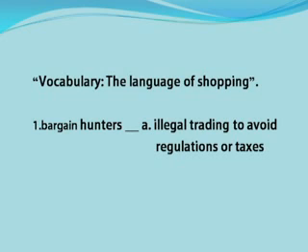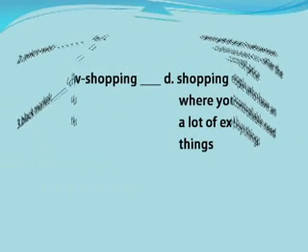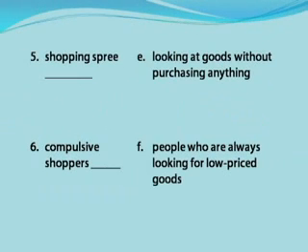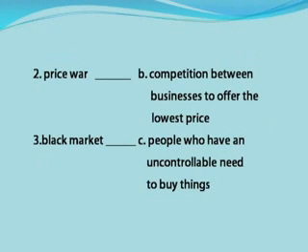Number 1. Bargain hunters. 2. Price war. 3. Black market. 4. Window shopping. 5. Shopping spree. 6. Compulsive shoppers. A. Illegal trading to avoid regulations or taxes. B. Competition between businesses to offer the lowest price. C. People who have an uncontrollable need to buy things.